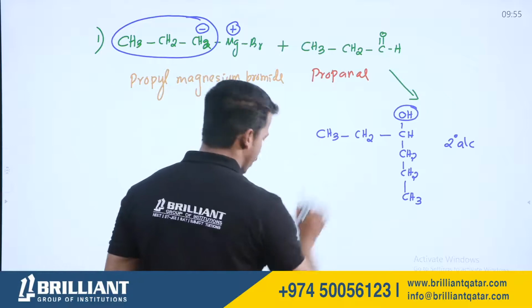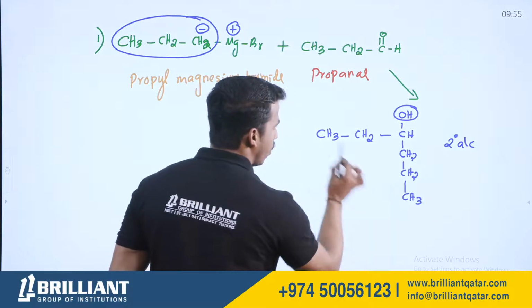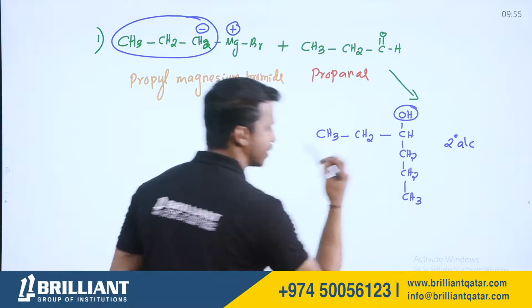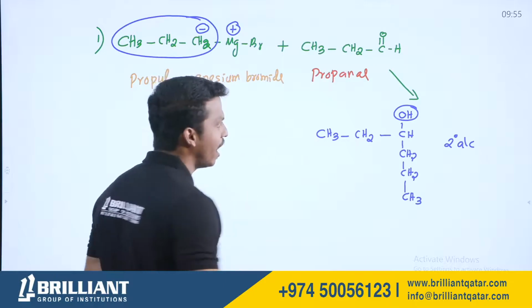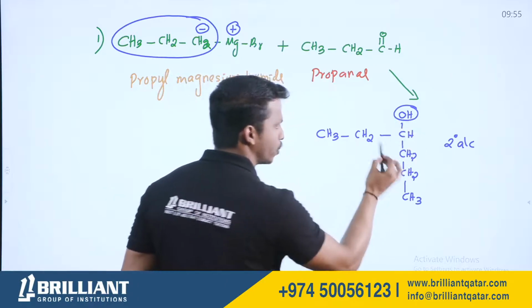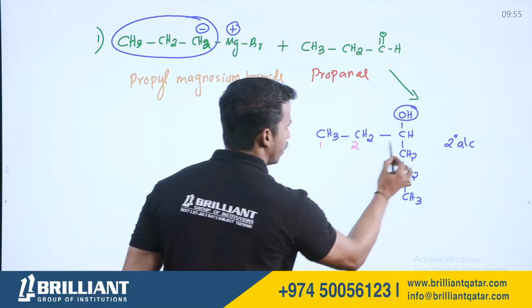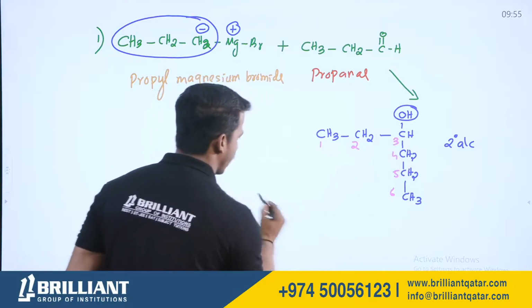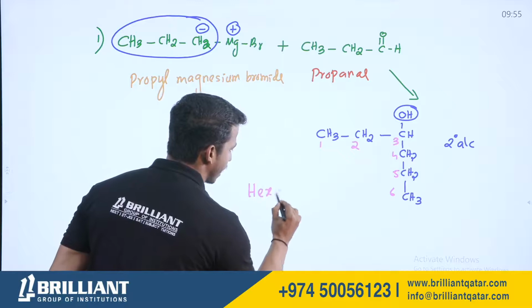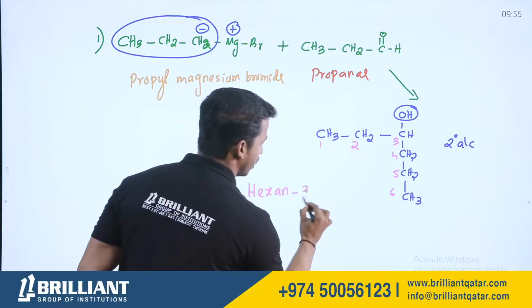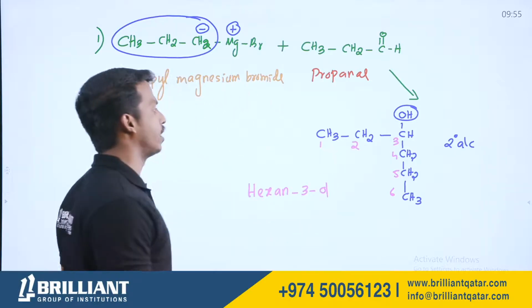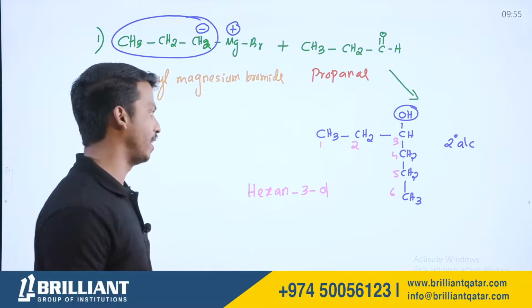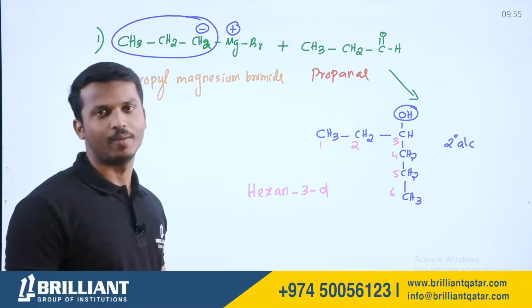Dear students, select the longest chain. You know the IUPAC rule. 1, 2, 3, 4, 5, 6. So in total there are 6 carbons and the alcohol is the major group, so it should get the lowest number. So we can say total there are 6 carbon atoms, so we can say hexane. And at the third position there is an alcohol: hexan-3-ol, right? Hexan-3-ol. So this is the way you can answer.